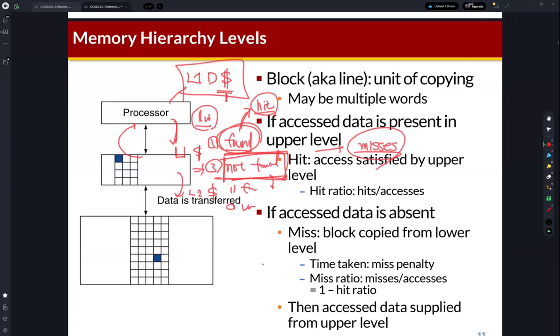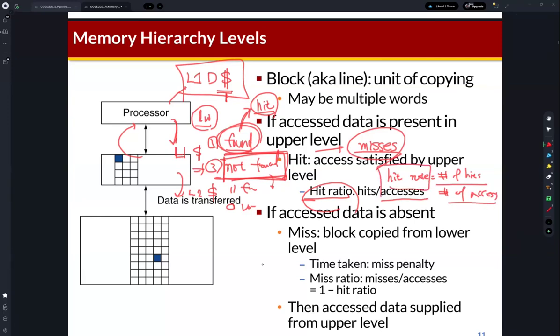Hit or miss. Then what is the hit rate? Hit rate means the number of hits divided by the number of accesses. This hit rate cannot be 1, right? Because we can find data or we cannot find data in the cache. So hit rate, or hit ratio, is the number of hits divided by the number of accesses.